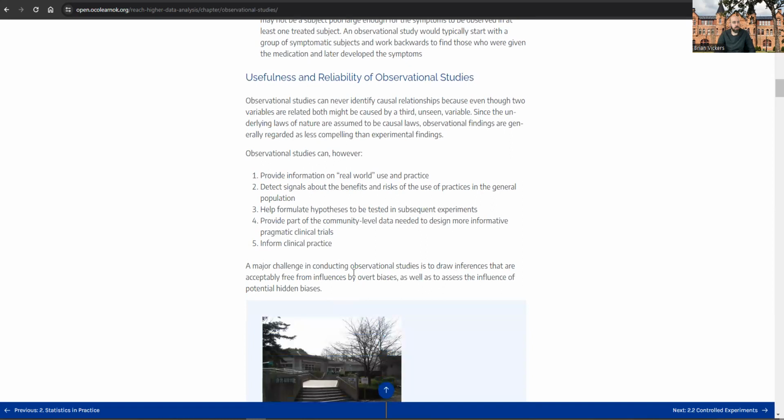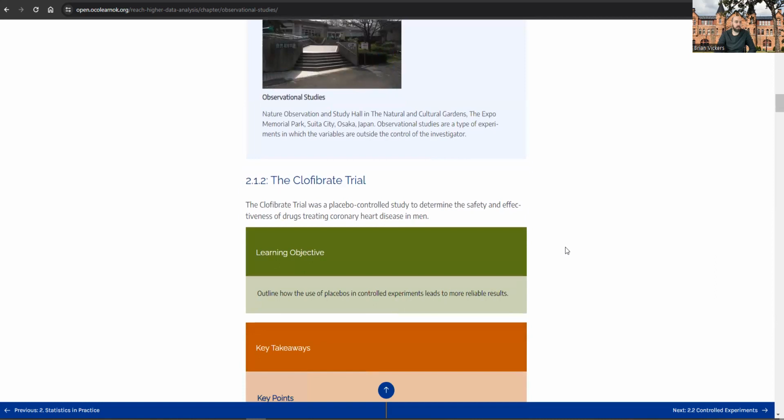Why might we do that? In the medical field, you might look at benefits and risks of various practices. Through your observation, you might be able to form a hypothesis, which then could lead into a controlled experiment. It's also about gathering data in general to inform other real world practices in a clinical setting or in whatever other setting. Again, the challenge there is that you're trying to draw an inference from what you see, but not applying your own biases. It can be tricky.